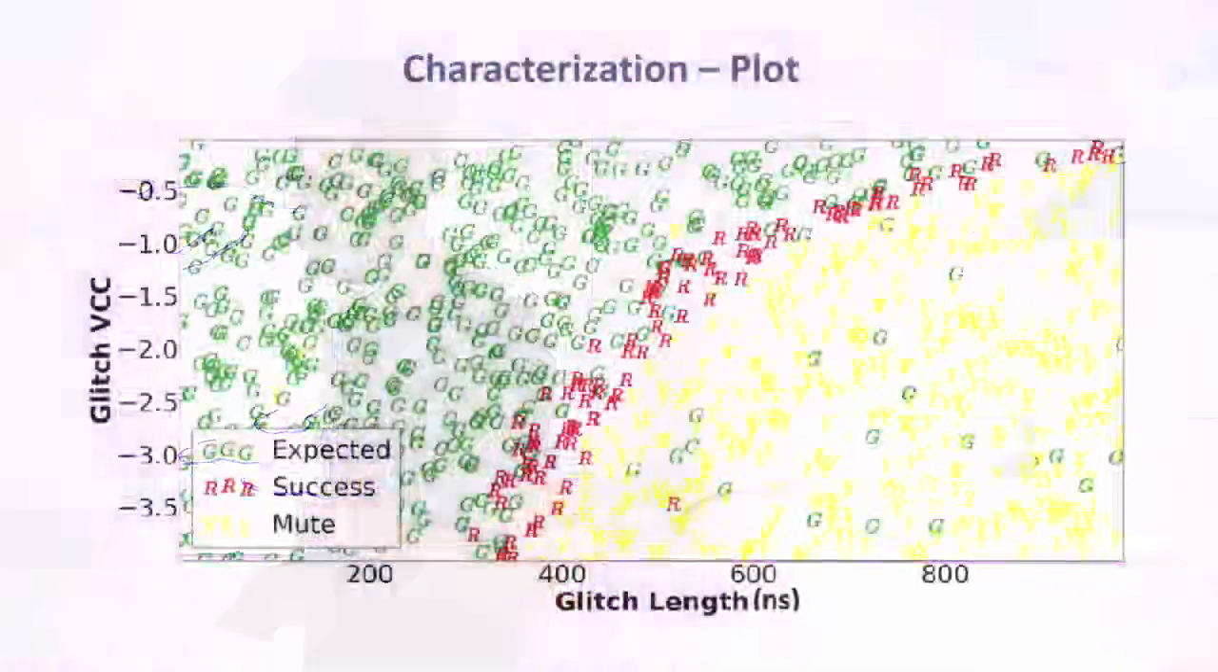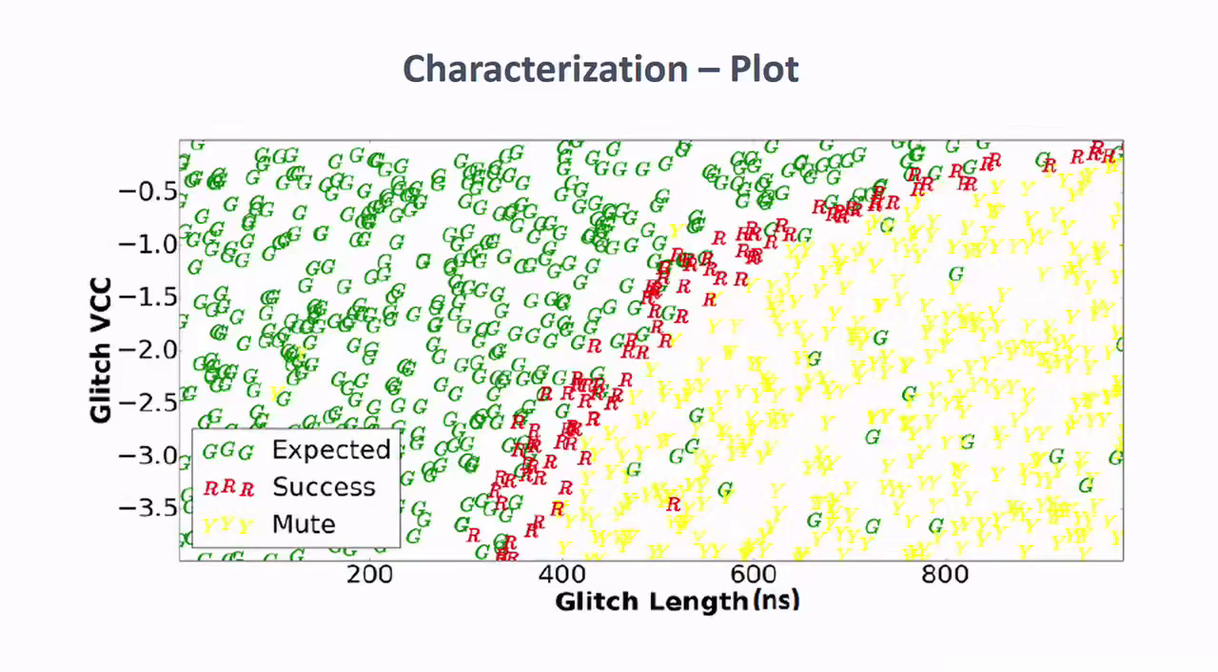What we typically do is randomize all the parameters we had. So we have three parameters. What we see here is that on the left side we have the glitch VCC, and on the bottom side we have the glitch length. All these experiments are plotted. On the top left side, we see a green area. This is where the glitch VCC, so the glitch voltage, and the glitch length have a combination that did not have any impact on the program whatsoever.